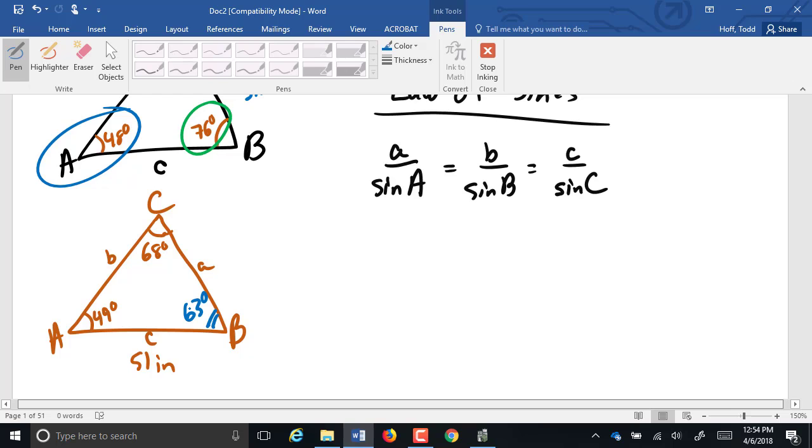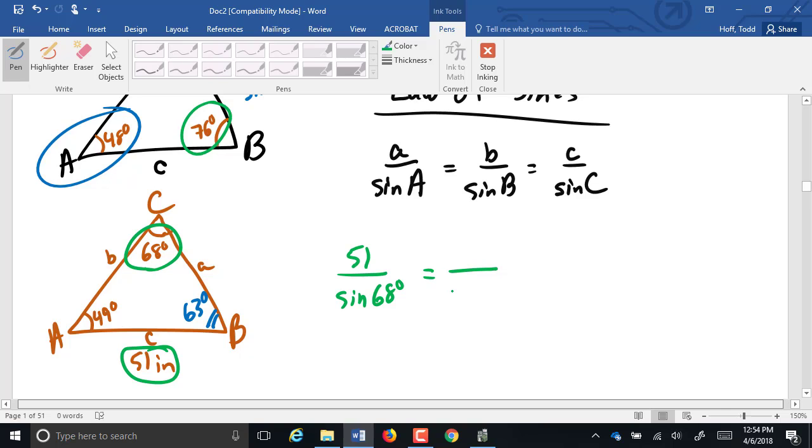Now we have all three angles and we have one side. Now the key is, do we have any sides and its opposite angle? Well, yeah, if we have all three angles, one of them has to be opposite the 51-inch side, right? What angle is opposite the 51 inches? 68. So that means we're going to have 51 inches. I'm going to leave the labels off just to make it simpler. 51 over the sine of 68 degrees.